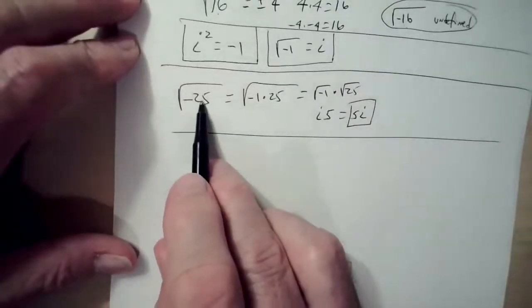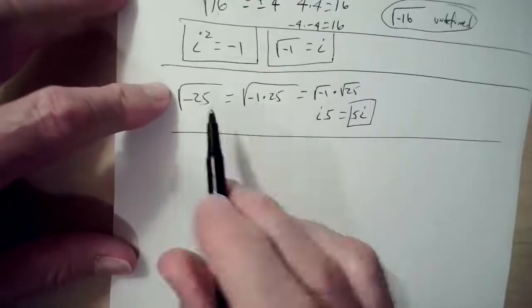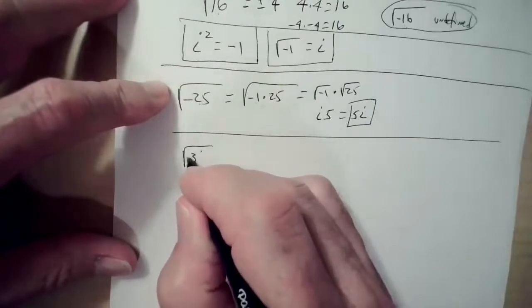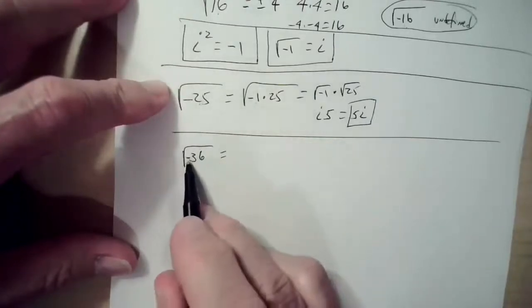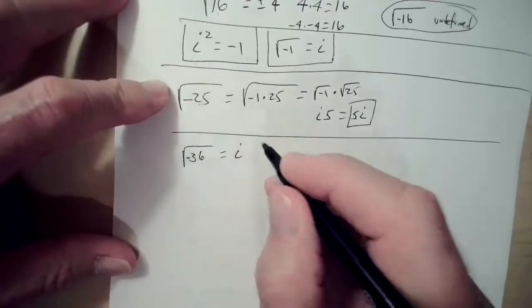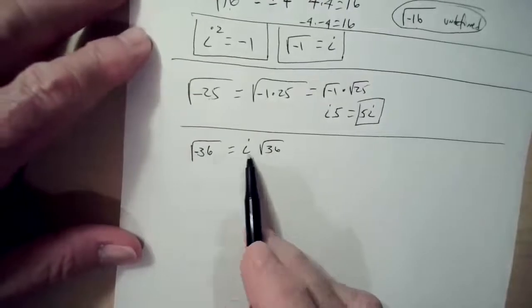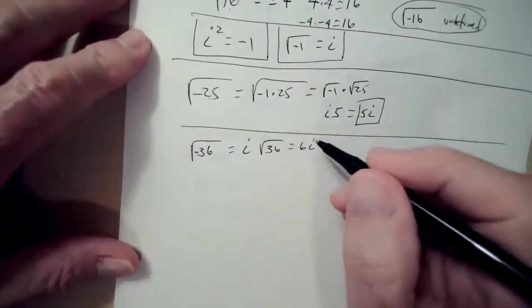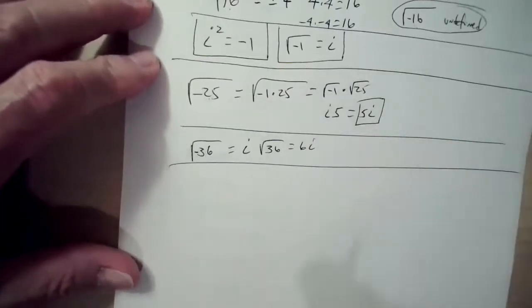If you have a negative, I tell you, it really gets down to this. If you have a negative under the radical, say the square root of negative 36, just bring the i out, and then the number under there will be positive, so this would be 6i. Everybody got it? It's really pretty simple.